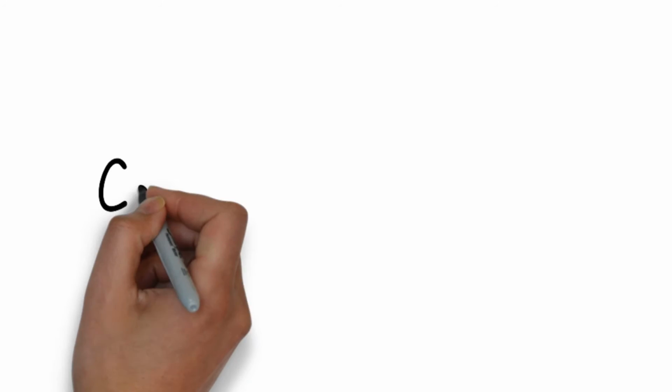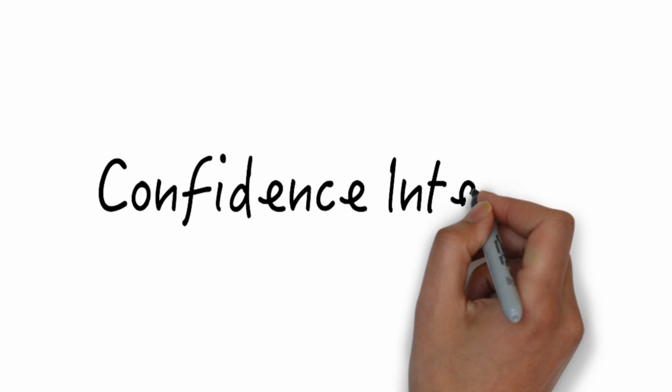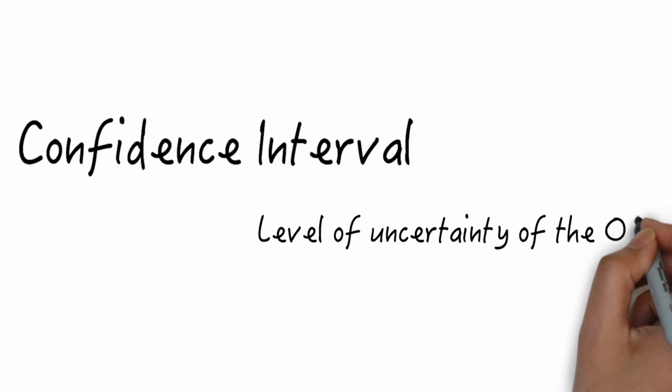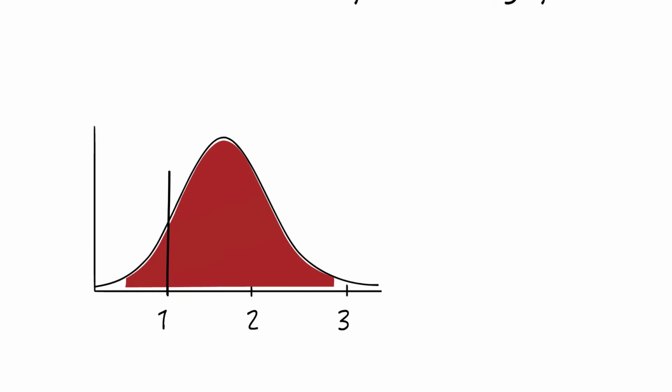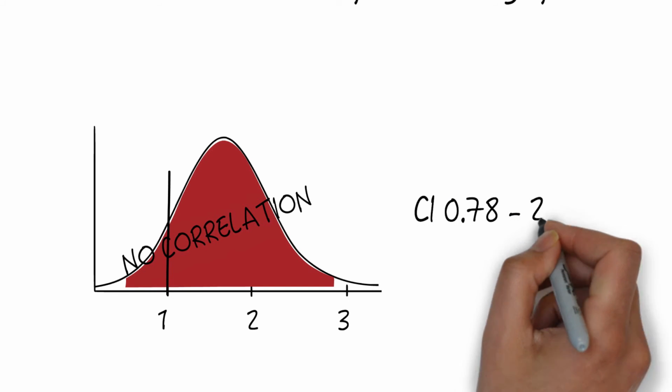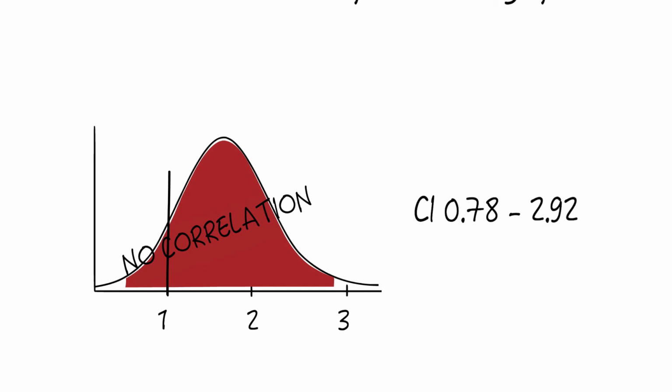The odds ratio cannot be interpreted without the confidence interval. It represents the level of uncertainty of the odds ratio. For example, if the confidence interval includes number 1, it indicates that there is no correlation. In this graph, we see a confidence interval of 0.78 to 2.92.